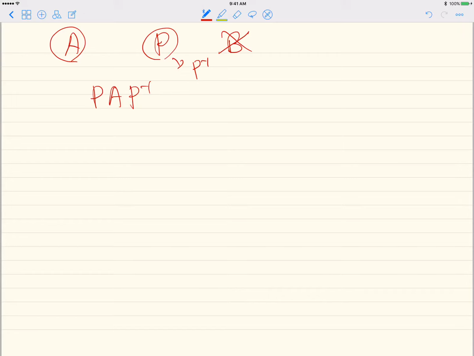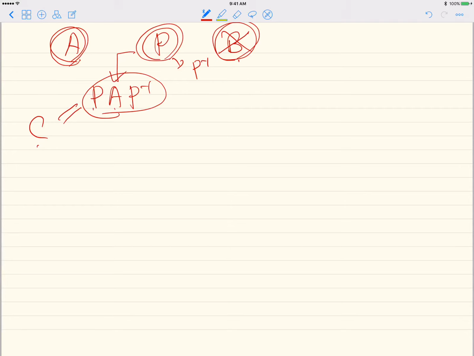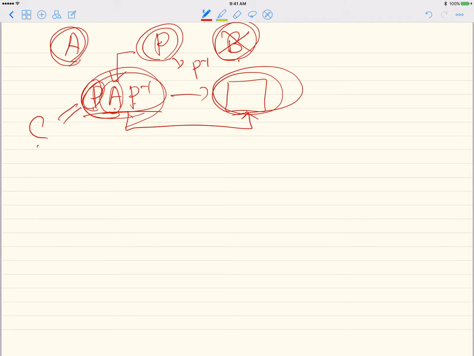P A P inverse. In this form, this will create some matrix. So let's call that matrix, for example, C. We didn't determine what the B or C was, but we started from A and P, and then we just computed P A P inverse. That will have some matrix that has the same size, and that is called transforming the matrix A using this P based on this equation, and then obtaining the resulting matrix. So that is called similarity transformation.